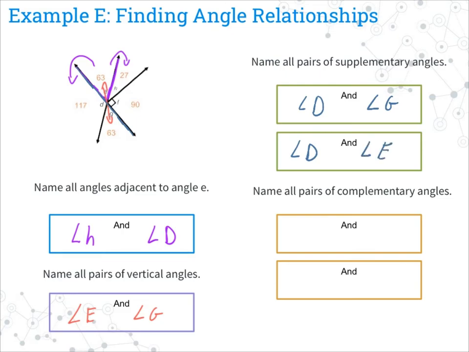Then we need to get down to all our pairs of complementary angles, so those are angles that are going to add up to 90. And it's very important here that you do not select angle F. Angle F is one angle that is 90 degrees. It's a right angle. It is not complementary to anything because it doesn't add up to 90. So the angles that add up to 90 are E and H, so angle E and angle H, as 63 and 27 add up to 90. And again, because we have vertical angles there, angle G and angle H add up to 90. So those are our complementary angles.